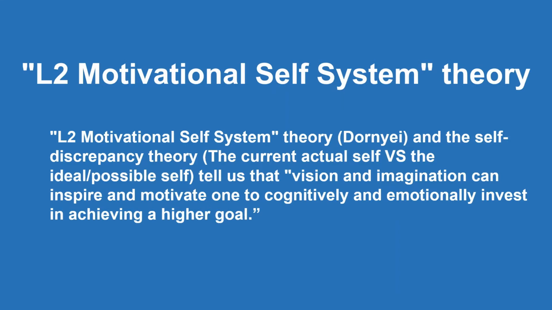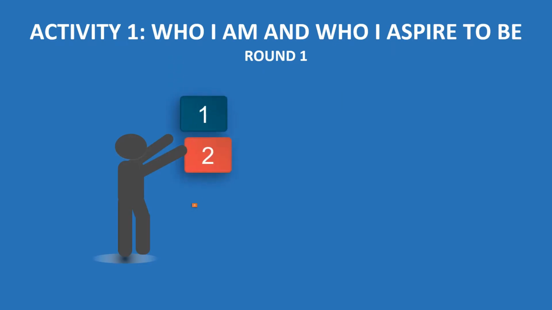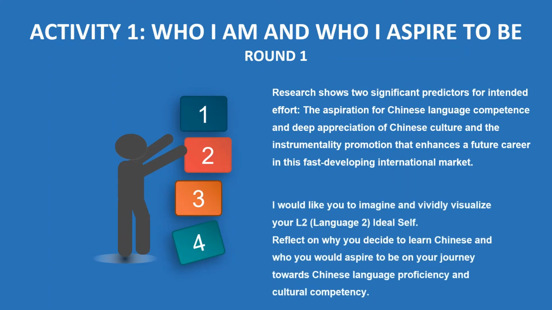A serious educational problem we encounter is the lack of sustained motivation in our students, especially when they encounter challenges as they move to higher level proficiency courses. The theories we used in designing this series of activities are the second language motivational self-system theory and the self-discrepancy theory. So, we first let the students imagine and vividly visualize their second language ideal self and try to work on a semi-professional or professional self-introduction.